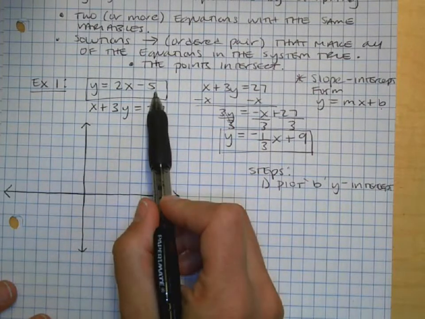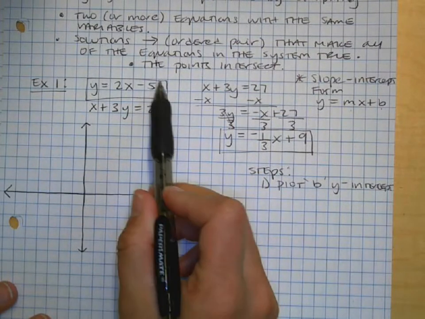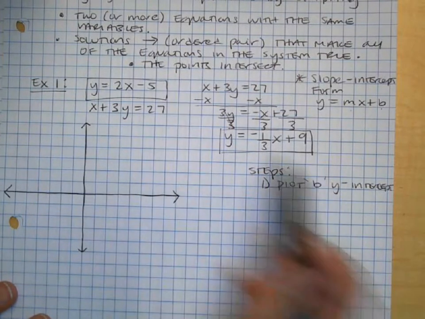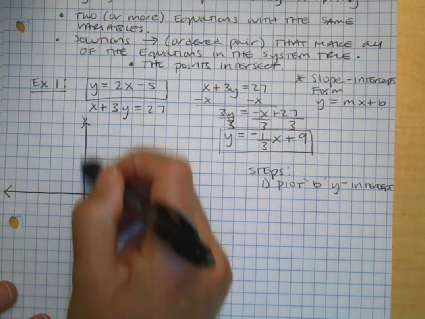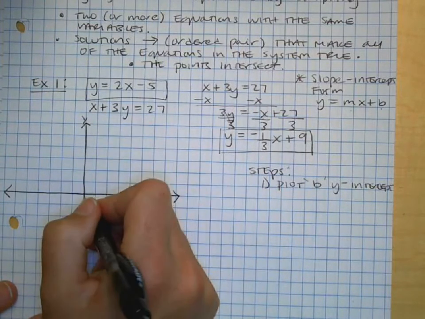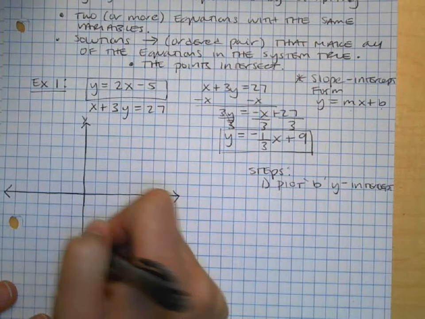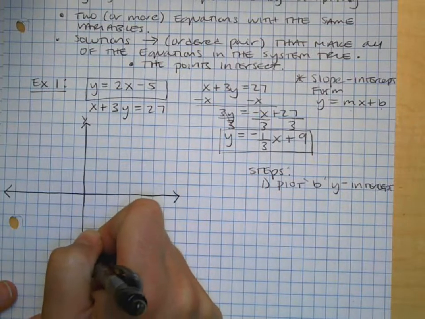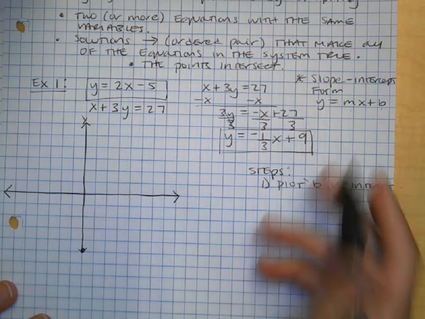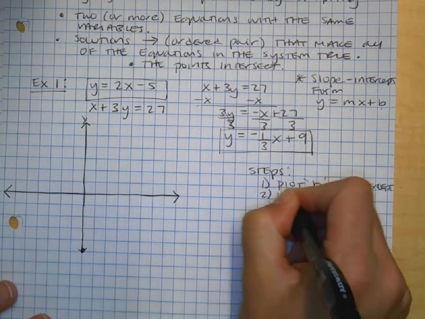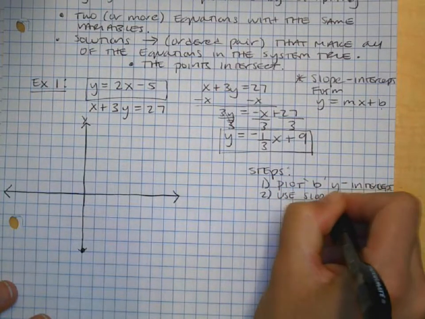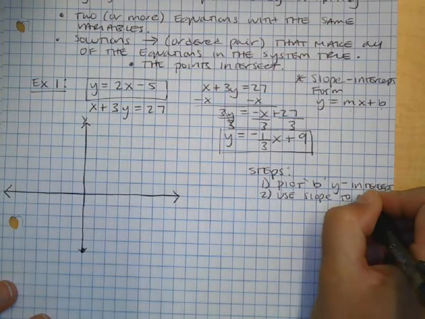Let's go to this equation, and our y-intercept is negative 5. If it's a y-intercept, it's crossing our y-axis at negative 5, so we're going to go 1, 2, 3, 4, 5. That's my first point. And then our second step now is to use your slope to plot the next point.